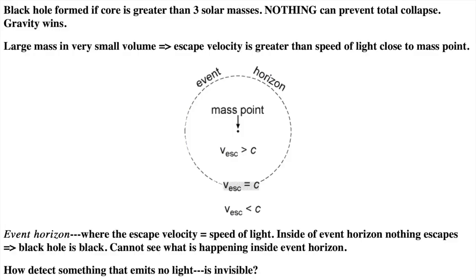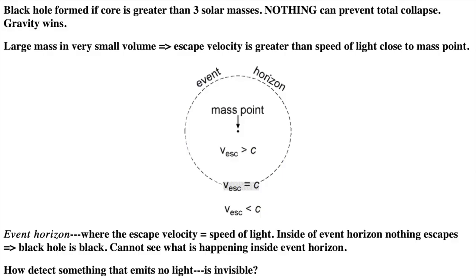Next slide. The entire mass of the core, greater than 3 solar masses, collapses down to a very small point. When you have a large mass and a very small volume, the escape velocity near the mass point can be more than the speed of light. Because nothing can travel faster than the speed of light, the distance at which the escape velocity equals the speed of light forms a sort of boundary, beyond which no information can get out. We can't see anything happening beyond that boundary, so it is called the event horizon.